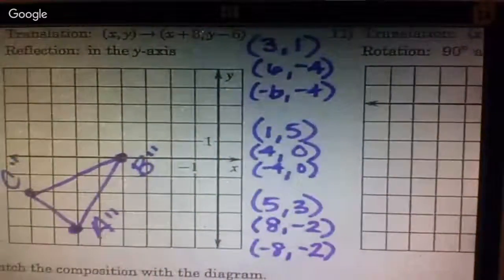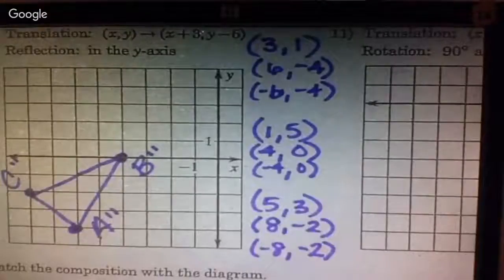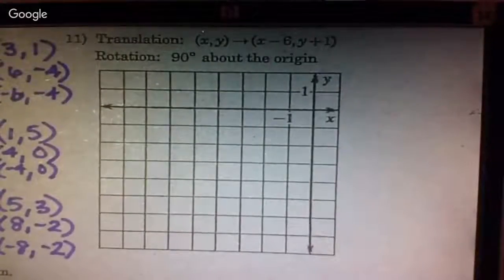So now we've got a triangle. Look at the triangle. Okay, it says right here in the directions to graph it. You really need to pay attention to direction.